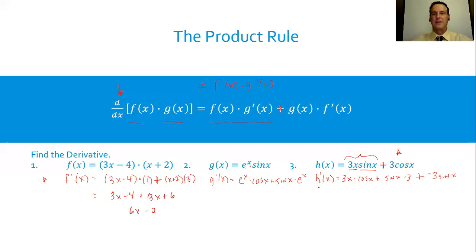And if I look at this, now again, on an AP free response, you wouldn't have to do much more. You could just leave it like this, but I'm going to simplify. I'm going to move that 3 out front.